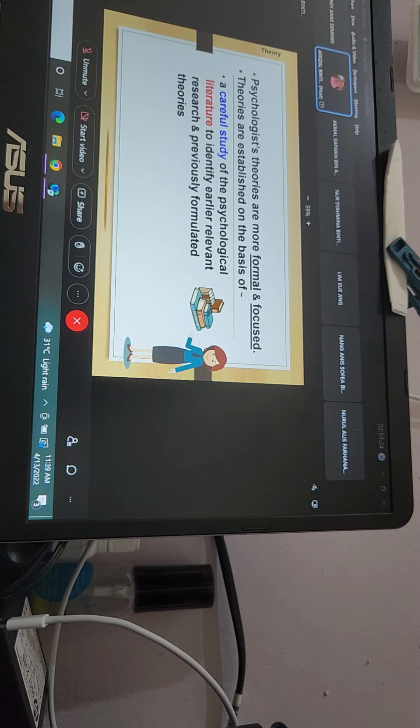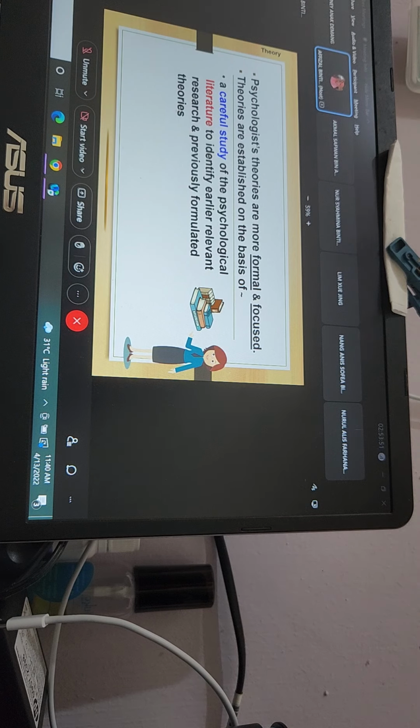So when we talk about the theory, the basis is a careful study of the psychological literature to identify earlier relevant research and previously formulated theory. So to develop a good theory is to do the research. Before you do the research and develop a good theory, you need to read a lot and understand your research of interest, your questions of interest.